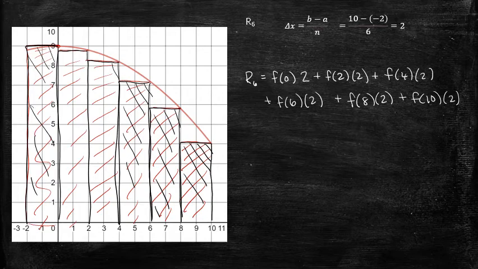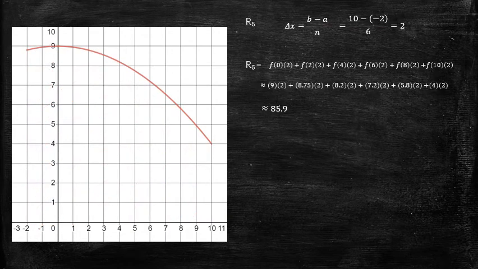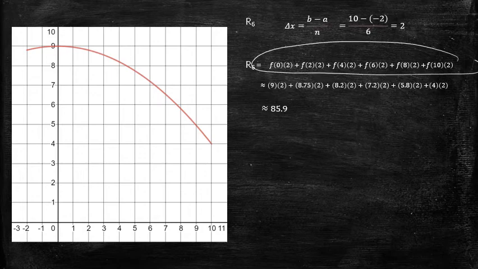Okay, so a couple things. Oftentimes we can know ahead of time if our estimate will be an overestimate or an underestimate. And that's based on whether the function is increasing or decreasing, but it also has to do with the concavity. Okay, so here are the function values, and then I just approximated f of 0 is equal to 9. The other values are approximated. So you might have slightly different answers there. This works out to be 85.9.